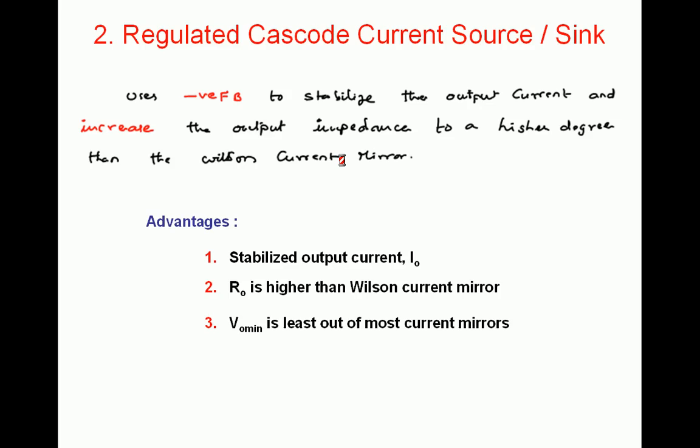Now we'll see how I naught is stabilized, and we will calculate R naught, and we are going to prove that this is the highest and more than the Wilson current mirror. We will calculate V naught minimum required, and we are going to prove that it is the minimum possible out of all the current mirrors we have discussed till now.